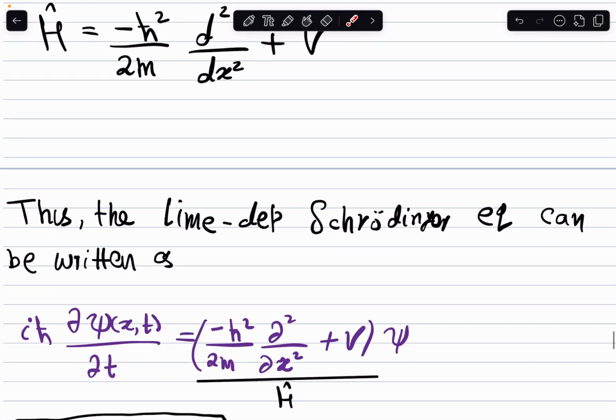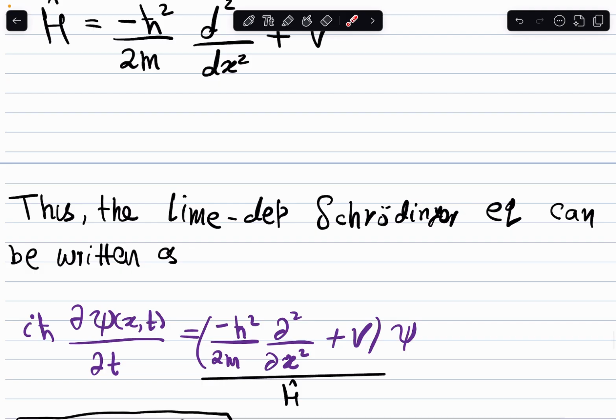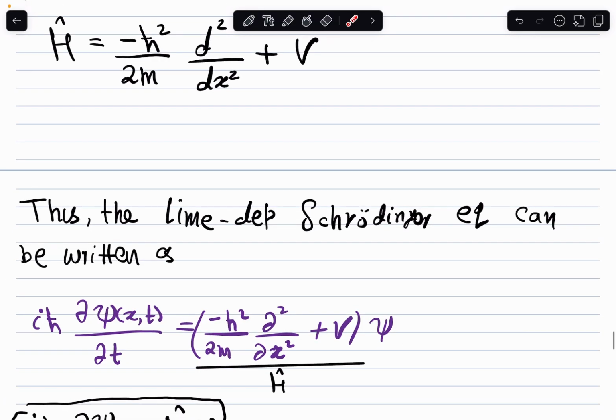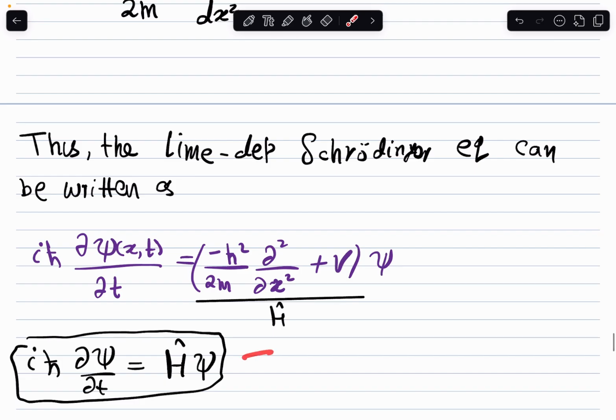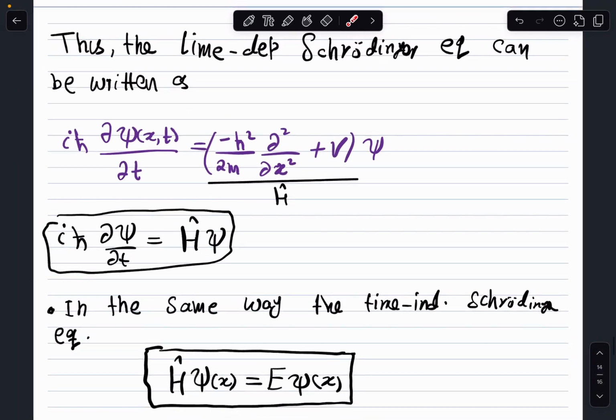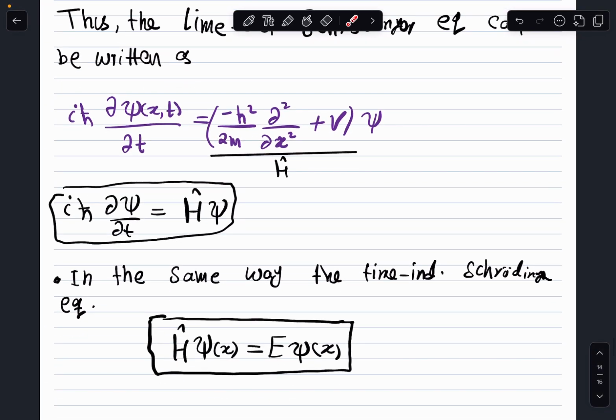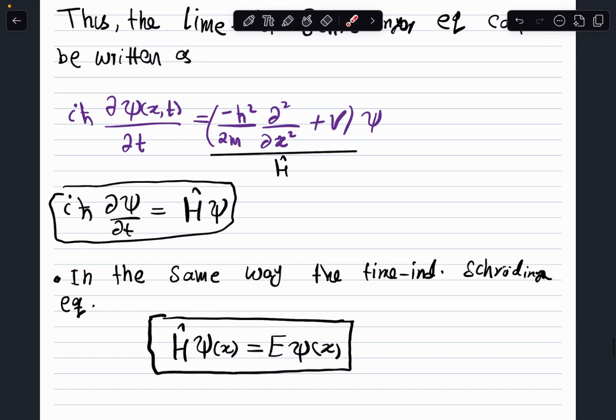We know that the time-dependent Schrodinger equation is equal to this. This is basically the Hamiltonian operator, so it can be written in this form. And this, by the way, is a famous form of the Schrodinger equation. Now, in the same way, we can write the time-independent Schrodinger equation in this way. As we can see the difference here, here we have a small psi, where here we have a capital psi.